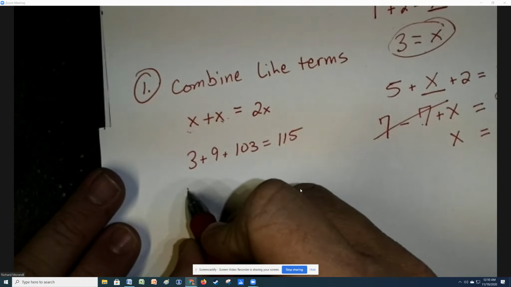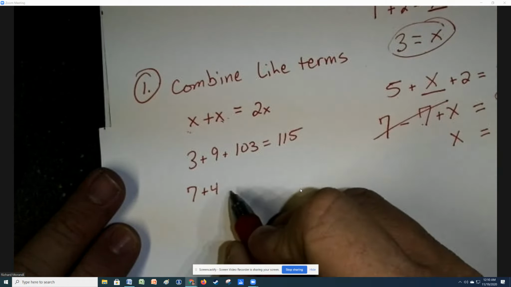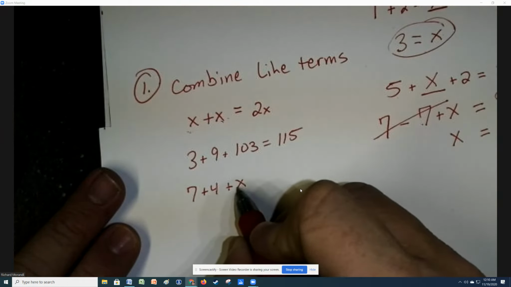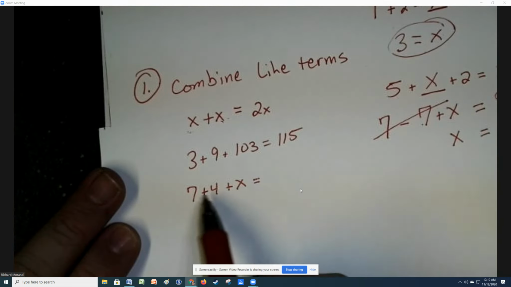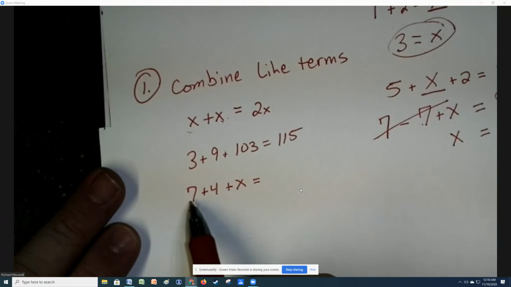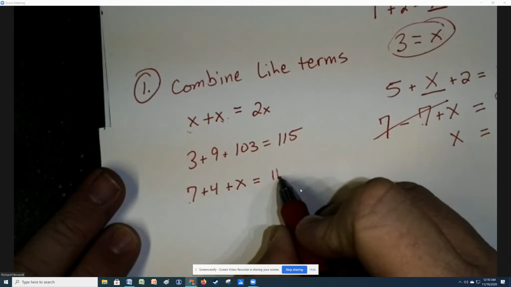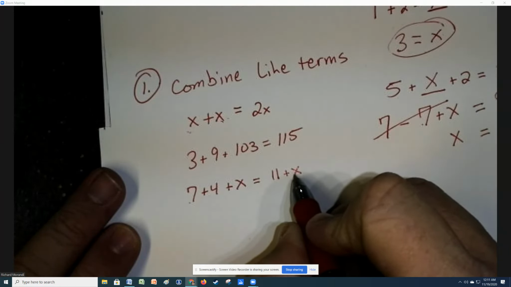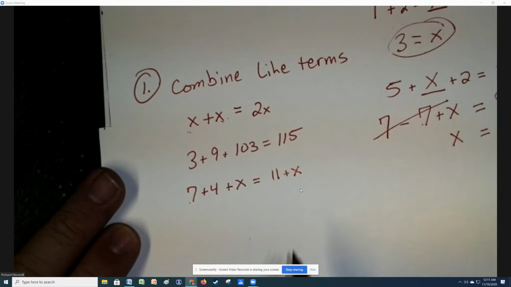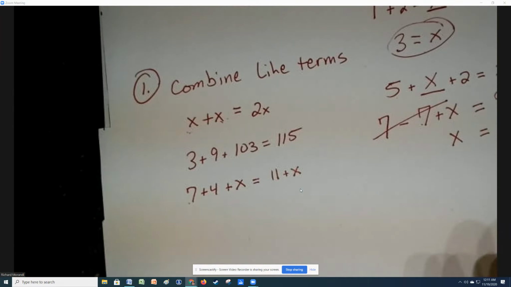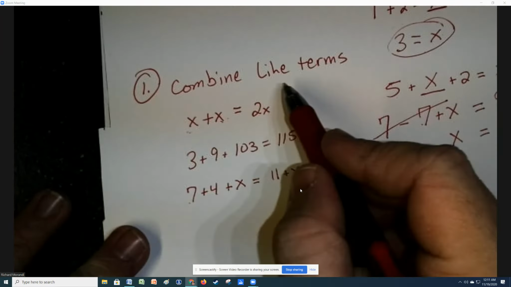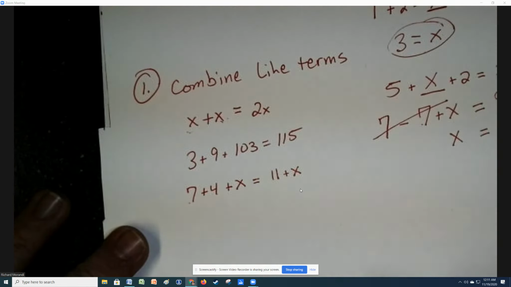Now I might have 7 plus 4 plus x. Well, 7 plus 4 is 11. Those are like terms, but I can't really add the x to 11 because those aren't like terms. So you always want to combine whatever like terms you have.